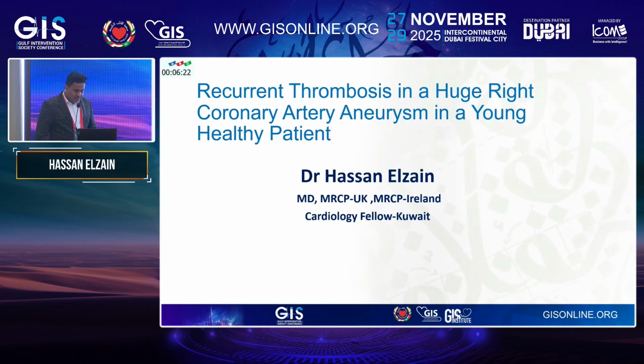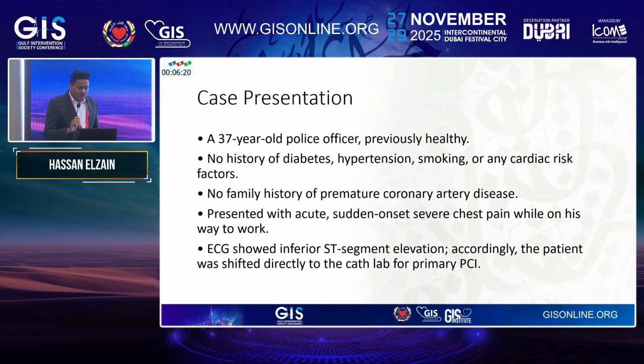So my case is about a 37-year-old police officer. He's previously healthy. He has no history of diabetes, hypertension, smoking, or any cardiac risk factor. The patient presented with acute, typical chest pain while on his way to work. ECG at the ER showed inferior ST elevation, so accordingly the patient was shifted directly to the cath lab for the primary PCI.